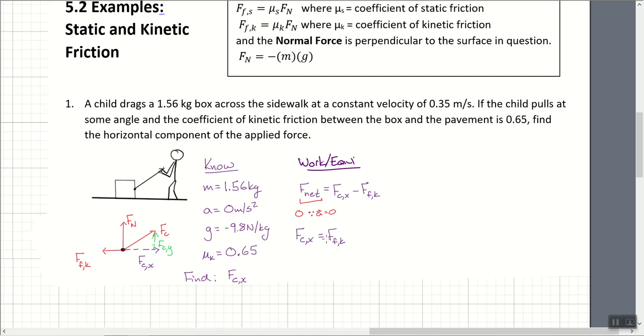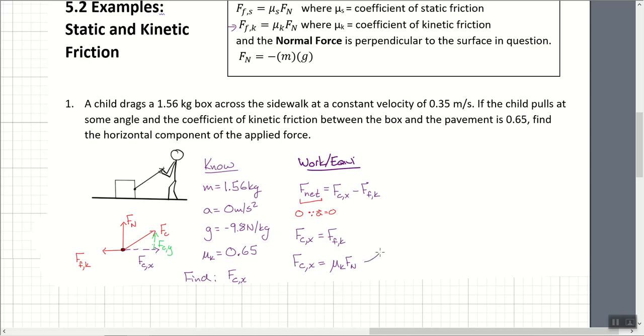Okay, we've got it. Now, in doing this, I don't know the angle the kid pulled at. I don't know the magnitude of the force that they pulled at, so I can't do any fancy trick stuff here. However, if we look at this, the force of the child in the x direction, I know it's exactly equal to the force of friction that we're dealing with. And luckily for me, I know that the force of kinetic friction right here is just simply going to be mu sub k times the normal force.